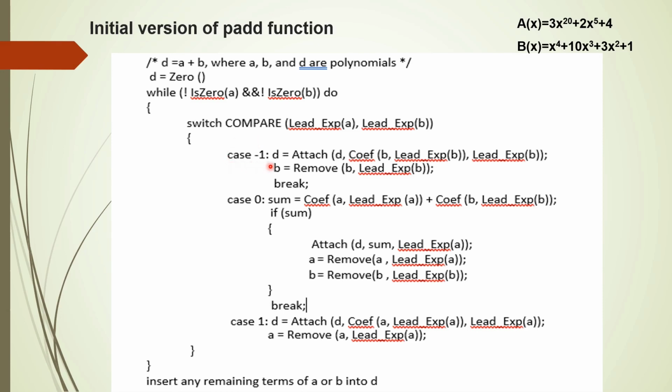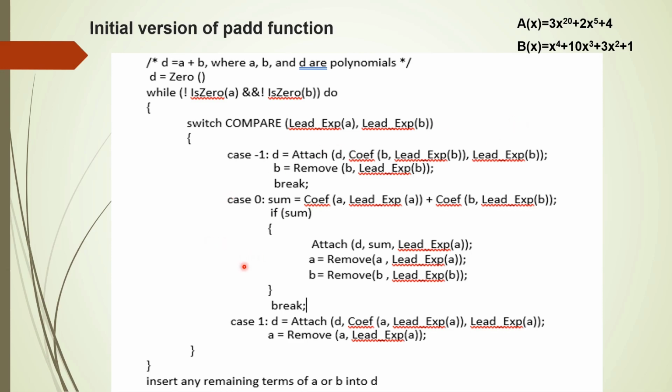So it will go to case -1. Now which term will be added? The term from polynomial b will be added to the resultant polynomial. This statement will add the term from polynomial b to the resultant polynomial, and that added term will be removed. That is, x to the power of 4 will be removed now.